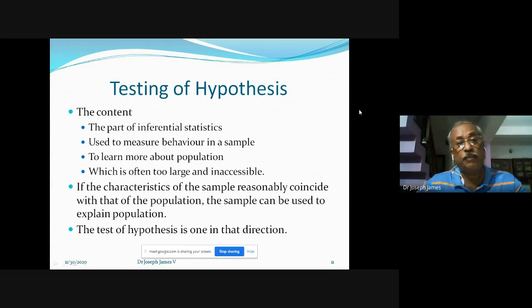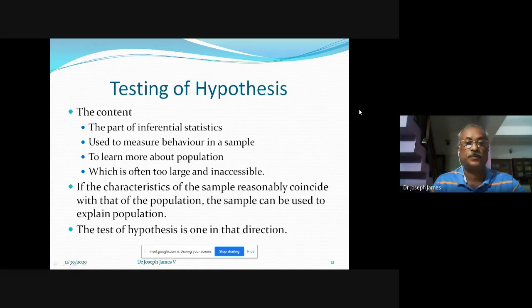If the sample is a representative one, it should be applicable to the population as a whole. But by means of a sample study, we try to make a generalization. That is, the results obtained on the basis of the sample are applicable to the population also. And on the basis of this, we can proceed or take our decision. If the characteristics of the sample reasonably coincide with that of the population, the sample can be used to explain the population.